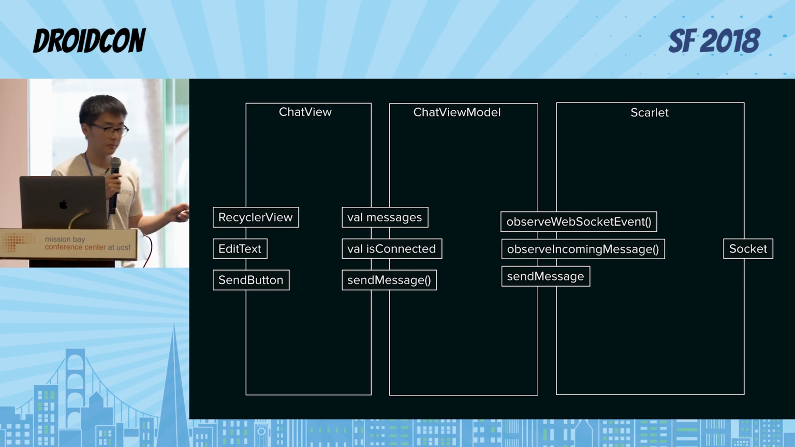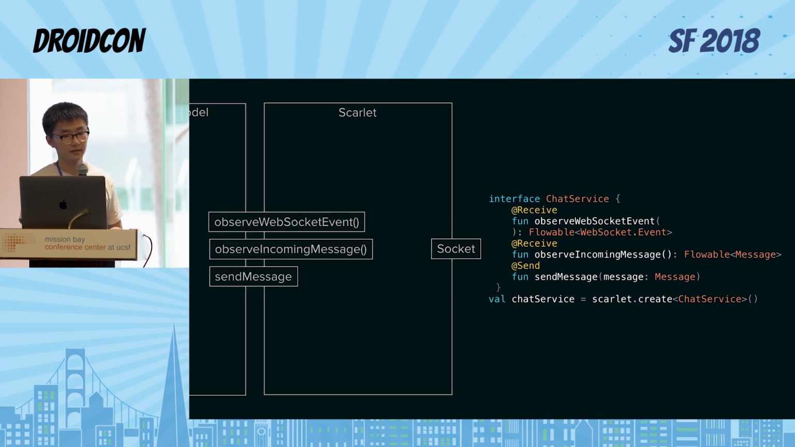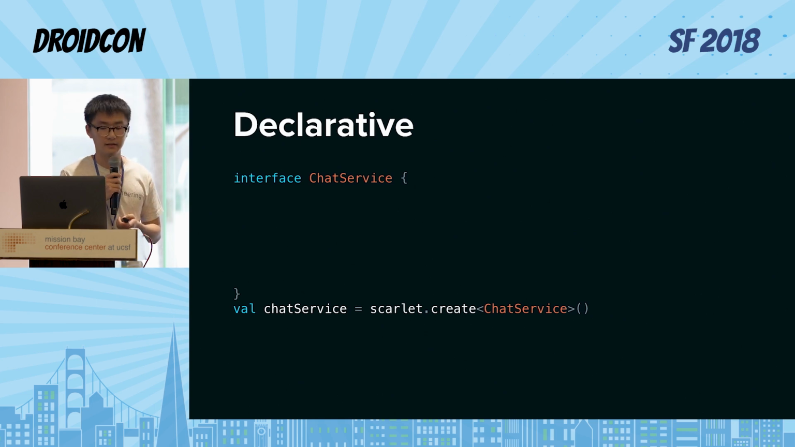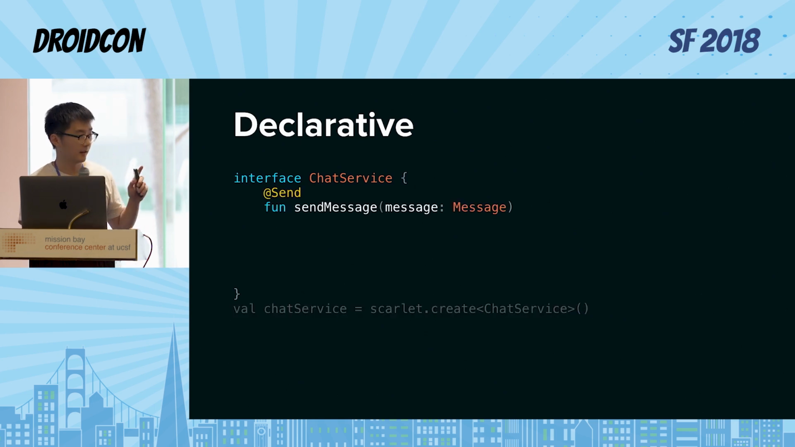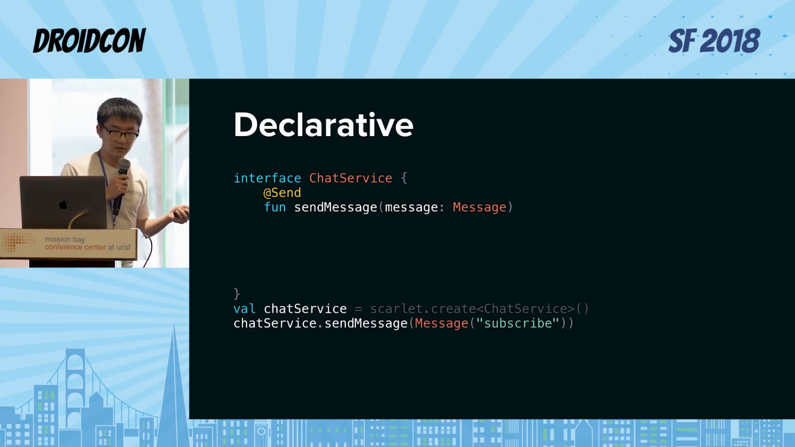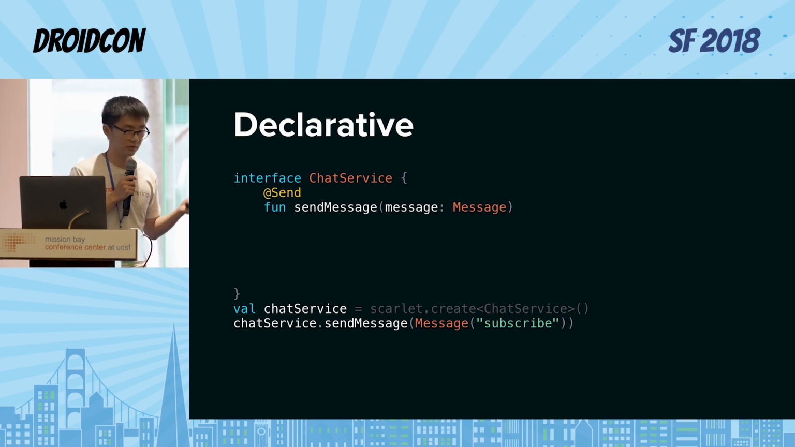Let's continue the chat example using Scarlet. Here's the code you need to write to declare your endpoint. You need to declare an interface and use Scarlet to create an implementation of the interface, just like in Retrofit. Let's go through the methods one by one. To send the message to the server, you need to declare a method that has the send annotation and specify the object you want to send, which is a message in this case. After you create an implementation of this interface using Scarlet, you can use this method to send the message to the server.